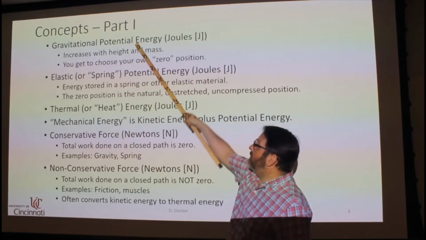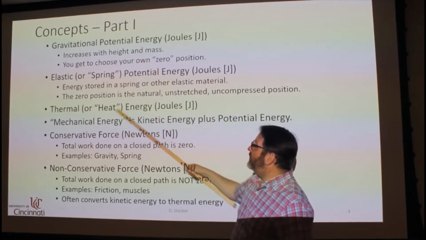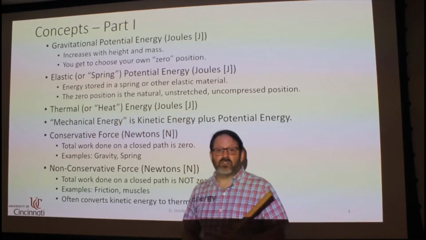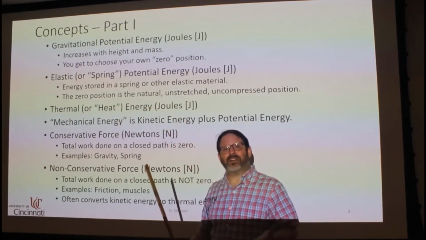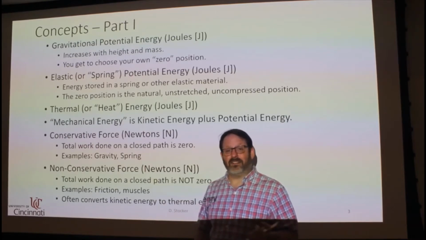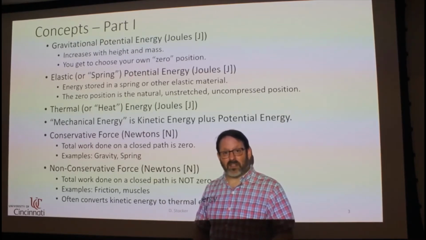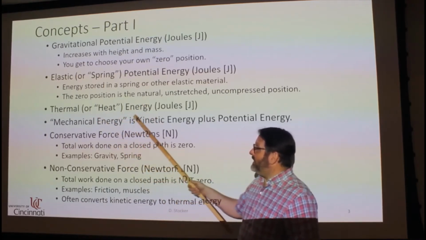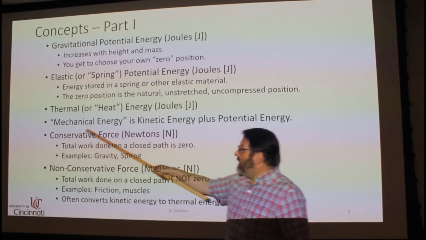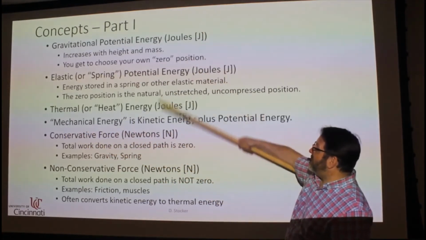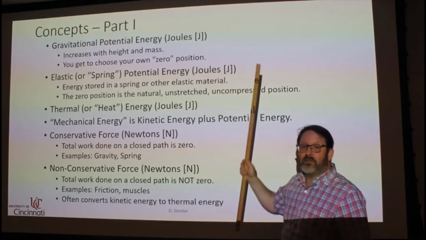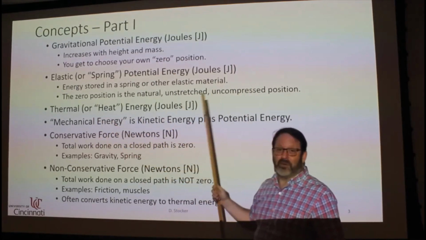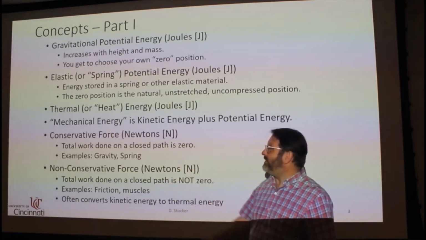So we have gravitational, spring, also thermal or heat energy. Heat energy is produced when other types of energy are lost. And in fact, in everything that you do, you will lose some of the energy to heat. It's often friction that is generating this thermal energy. Mechanical energy means kinetic energy plus either of these types of potential energy. So all the types of energy except for thermal that we've learned about are types of mechanical energy.